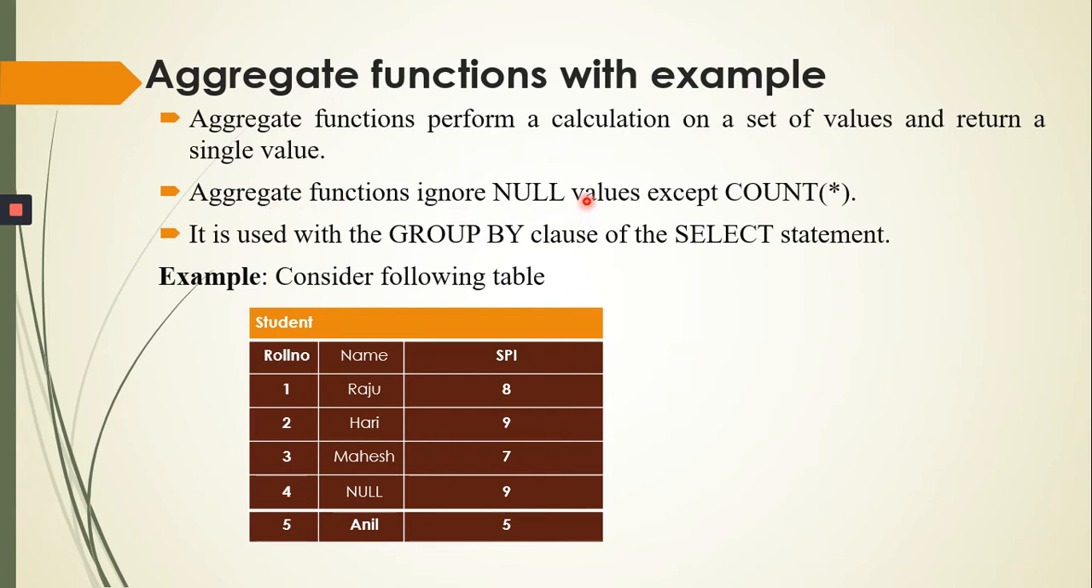Aggregate functions ignore null values, except count star. It is used with the group by clause of the select statement. As I explained in earlier lectures, SQL aggregate functions are used with a group by clause, and the statement used is select. Now see in the table, we have one table named student. We have three columns: roll number, name, and their SPI. Roll numbers are 1, 2, 3, 4, 5, and we have the names and the SPI of the students.